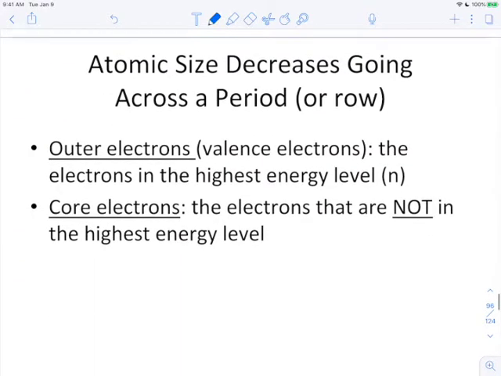All right, so before we do, I want to remind you that we have outer electrons. Those are called your valence electrons. They always sit in the highest energy level, which we've called N in the past when we did our quantum numbers. And then we have core electrons. And so these are electrons that are not in the highest energy level. So let's just take a look at what we mean by outer versus core electrons. So let's go ahead and take a look at sodium.